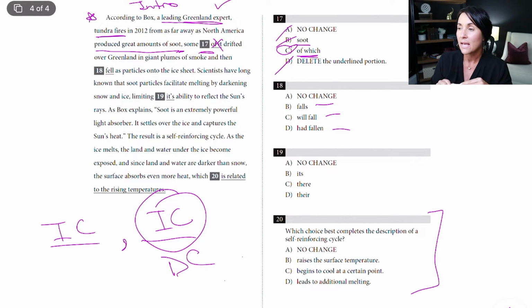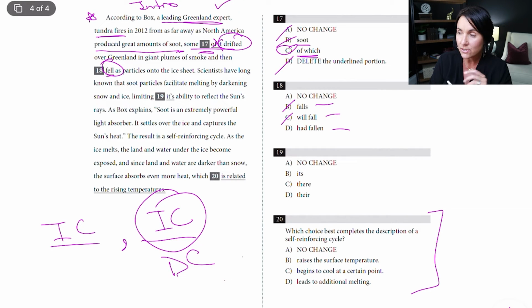Looks like we're talking about tense here. So we have some of which drifted over Greenland in giant plumes of smoke and then fell. So we have drifted and fell. Whenever you're looking at tenses, make sure they match. And B is out because falls will be switching up the tenses. We don't want to do that.